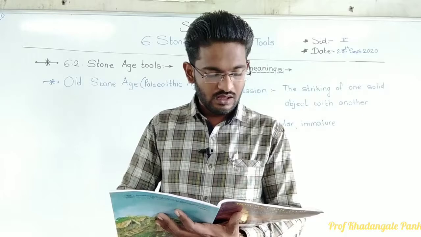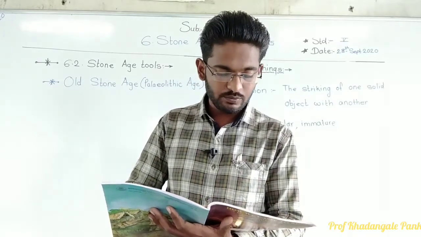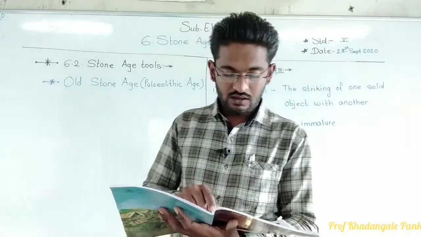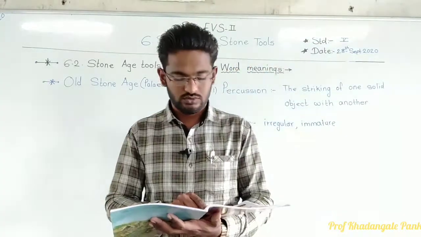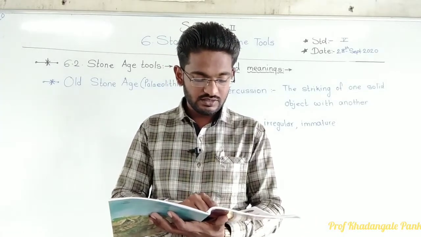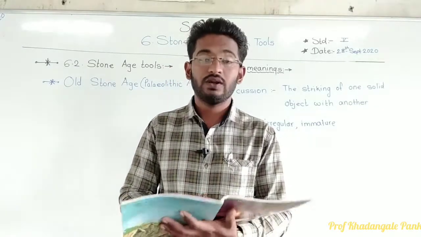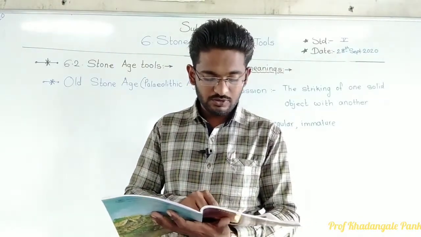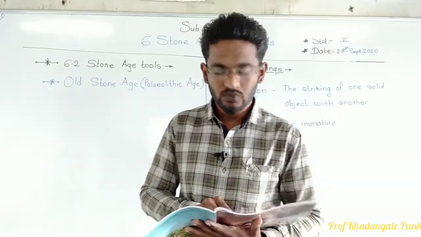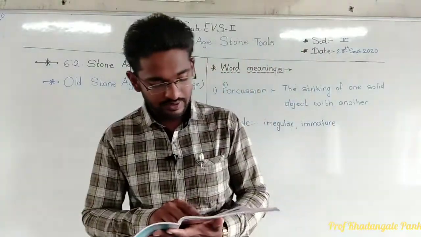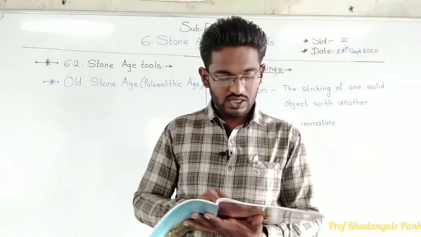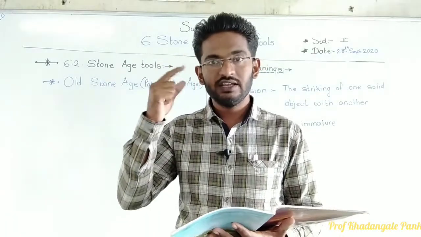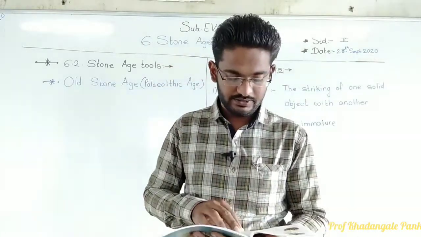A proportionate and symmetrical tool has to be mentally visualized first. Only then is it possible to make it. Homo erectus could mentally visualize his tools even before he actually shaped them. Means first he imagined it, mentally he prepared it, and then he made it.